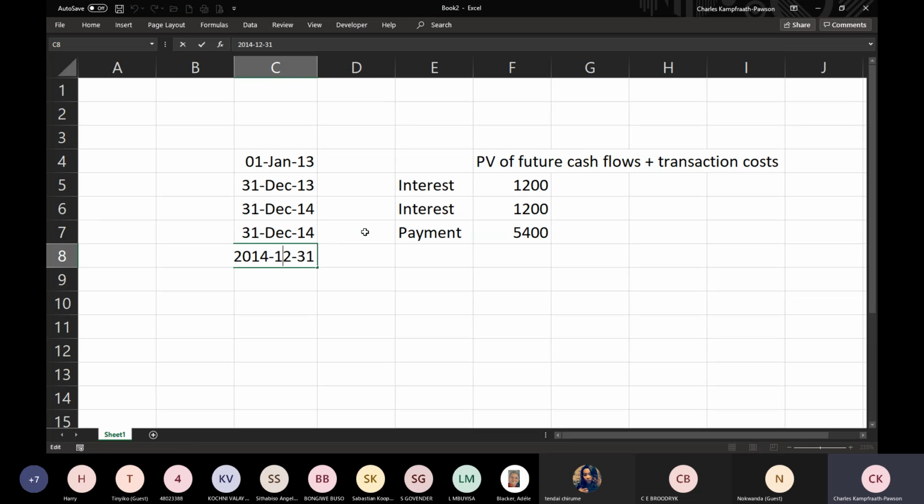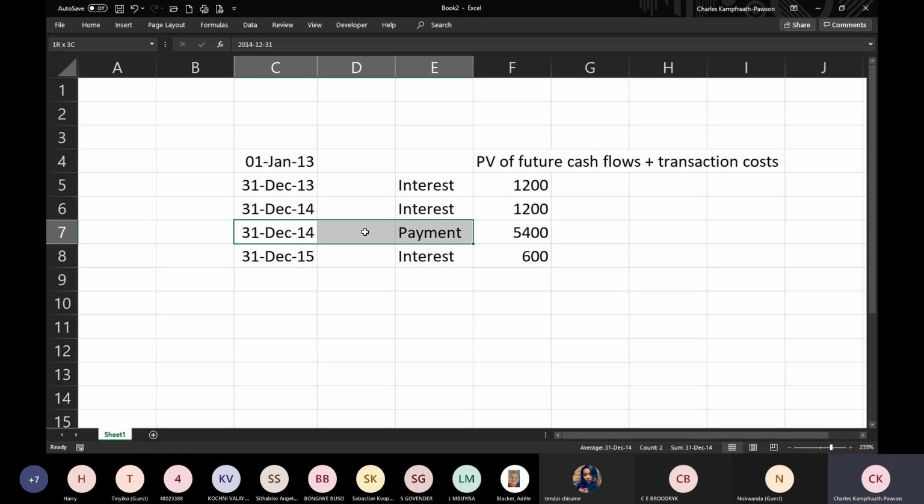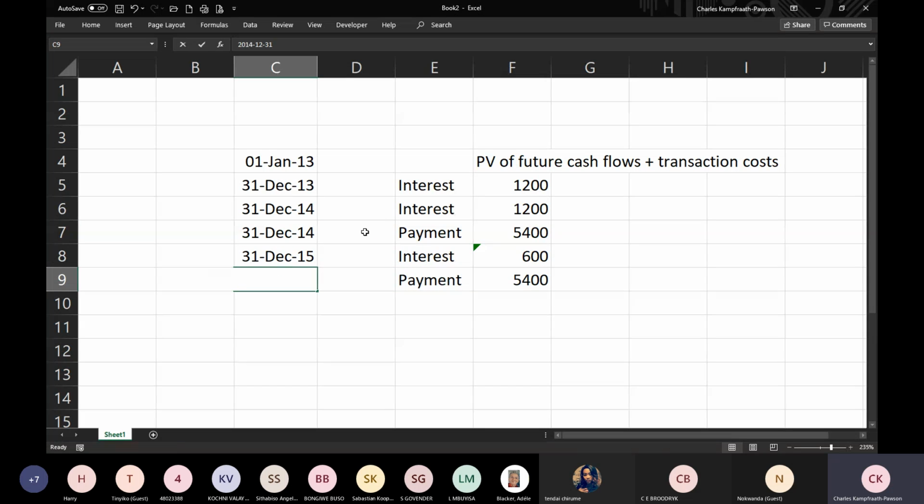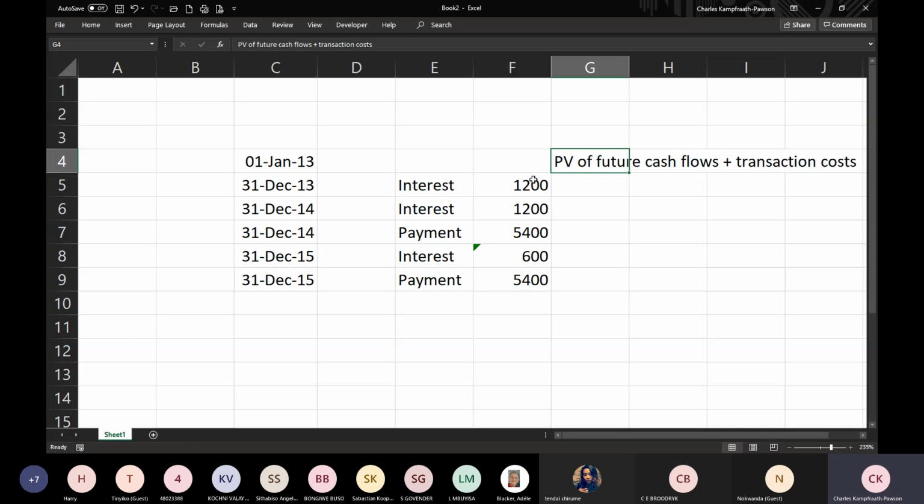Then we move to 2015 and we incur interest for the full year, but now on half of the amount, because there was a repayment. And then we have a similar occurrence. There's a repayment of 5,400, and that is our future cash flows. So now we need to calculate what the present value will be. And here you need to be able to use your calculator.